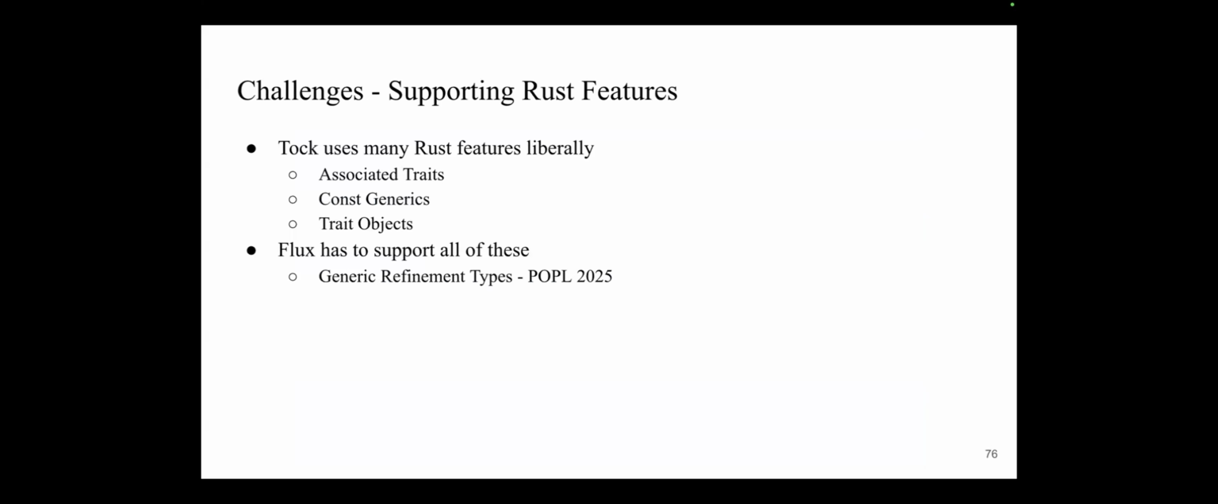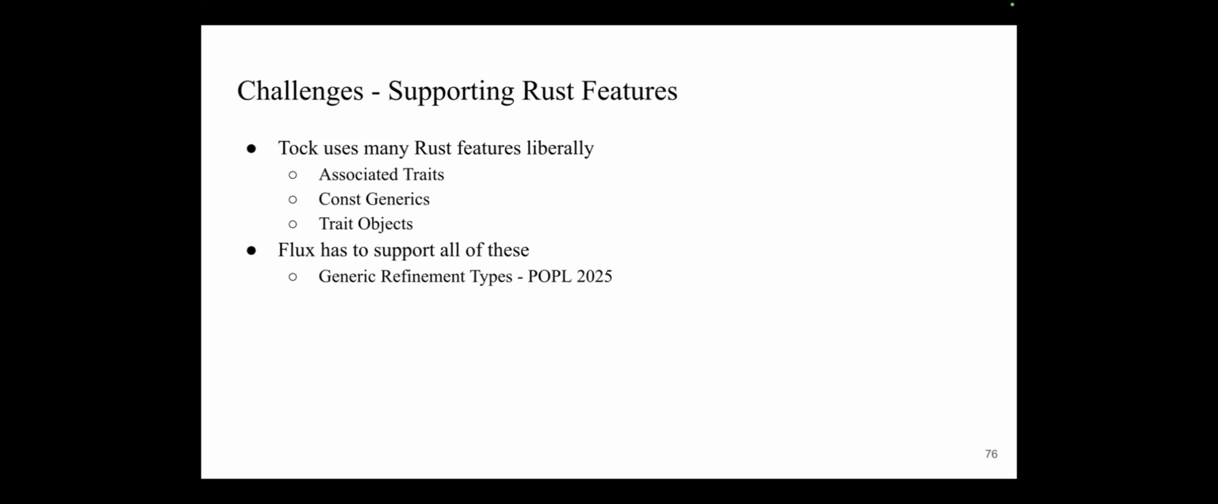Okay, so in terms of challenges, one of the things that's been difficult is trying to retrofit verification into a pretty big project that wasn't built for verification in the first place. One thing that we found is that Tock uses many Rust features liberally. We saw use of associated traits with the MPU configuring code. I showed you an example of const generics, and it's really relevant because there was a potential bug that had to do with that.